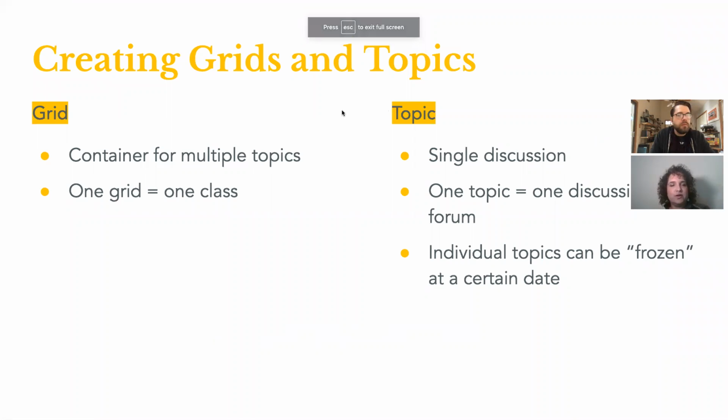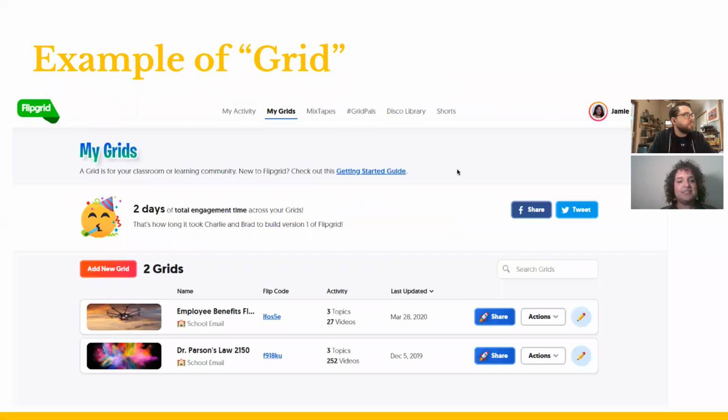So there are two terms that you should be familiar with in utilizing Flipgrid. One is a grid and the other is a topic. With a grid, you would use a grid for laying out each class. This is an example of a grid.